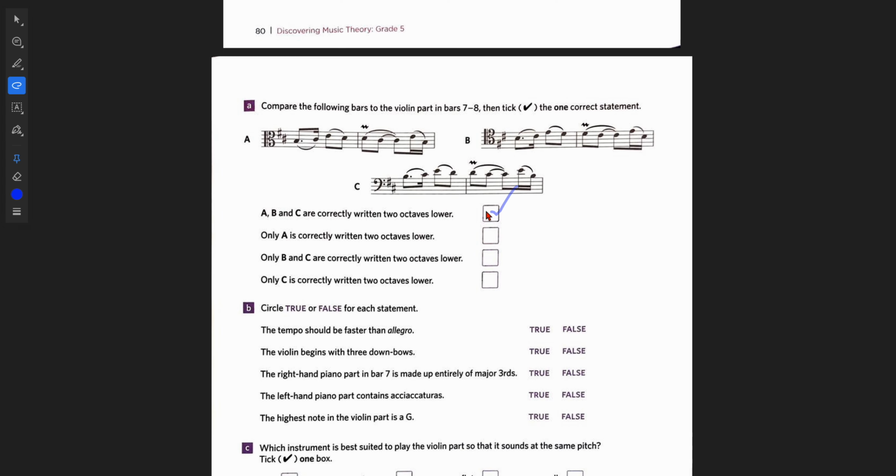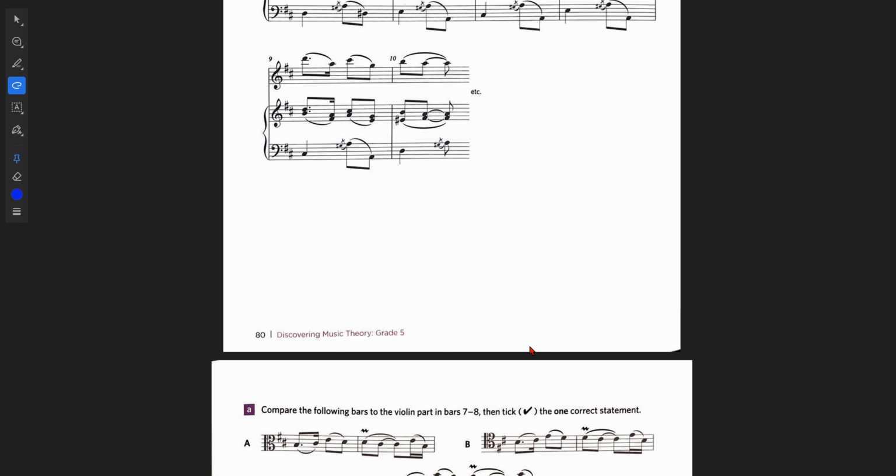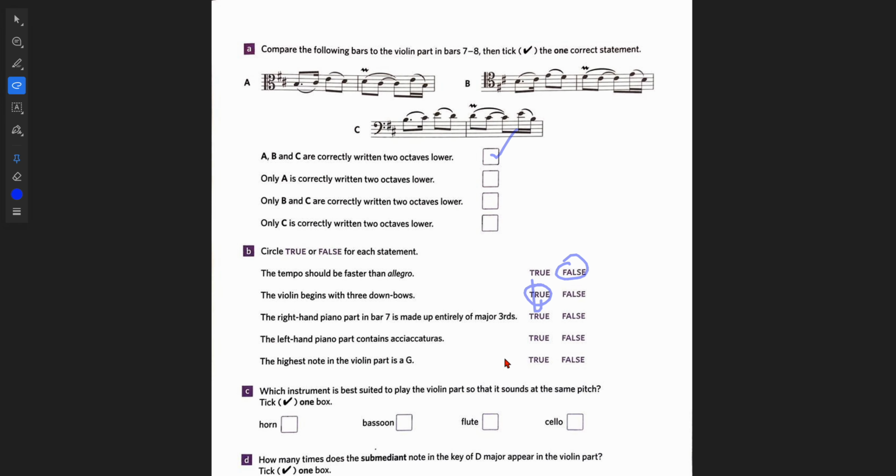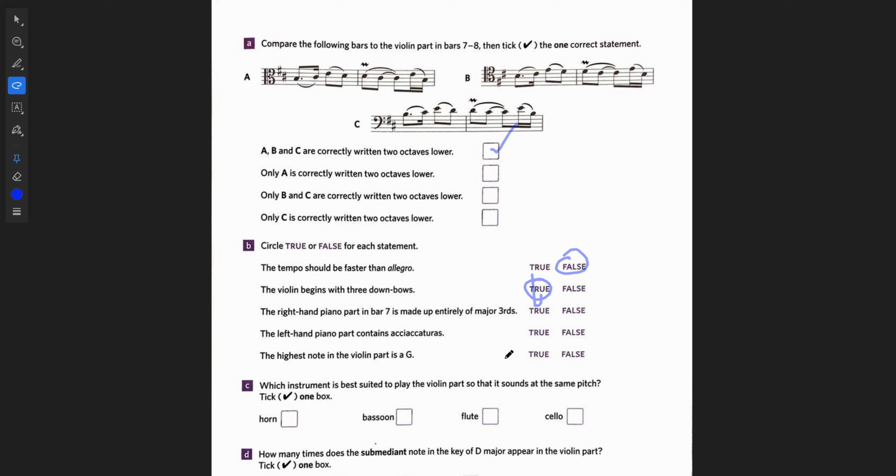Circle true or false for each statement. The tempo should be fast and allegro. That's false, it's andantino, or nearly andante, I mean. The violin begins with 3 bows down. That is true. We know this by this 3 bow symbol. The right hand piano bar 7 is made up entirely from major thirds. That is false. Left hand piano contains acciaccatos. True. And the highest note in this part is G. No, it's not.